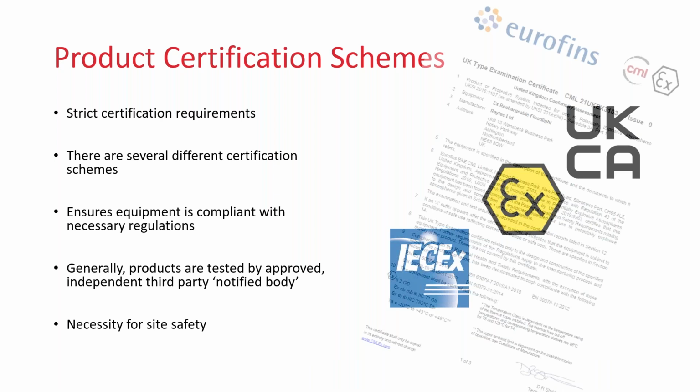This ensures that lighting and other equipment do not present a safety risk and is compliant with the necessary regulations. To obtain this certification, the luminaire or equipment must generally be tested and approved by an independent third-party body, and this is called a notified body. And in the next few slides, we will go into the finer details of these different certification bodies.